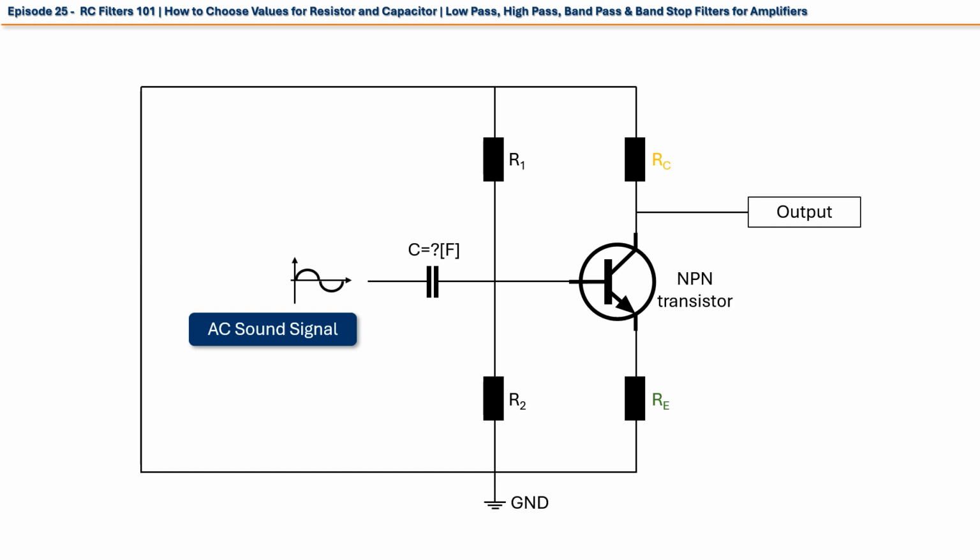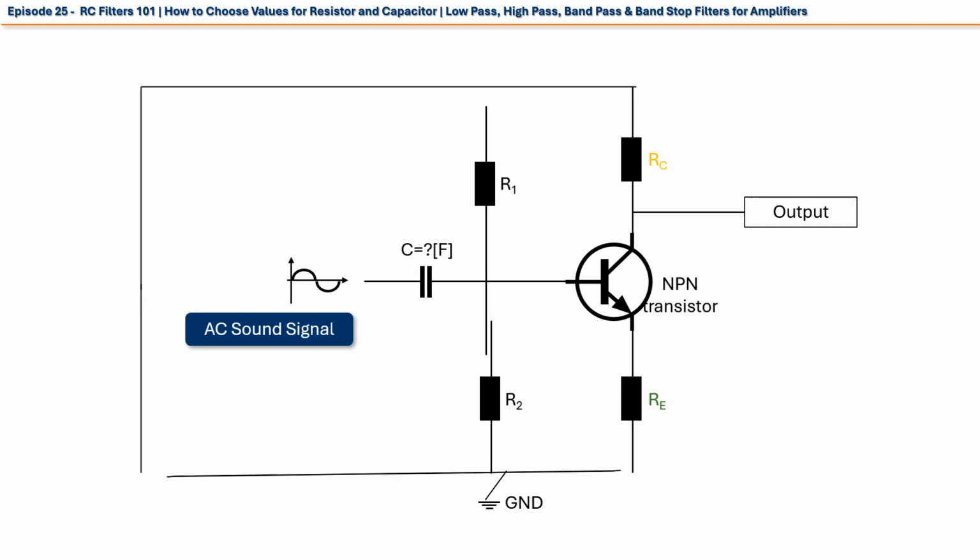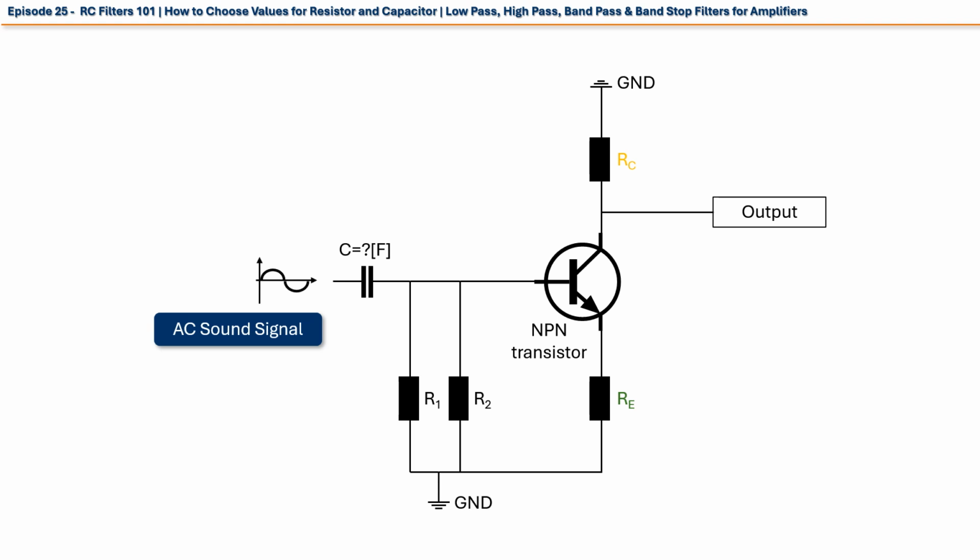Now, surprise surprise, from the AC point of view, resistors R1 and R2 are no longer in series, but in parallel, as their respective terminals now share the same points, so we can redraw our circuit to match the new reality. Now, clearly, all three resistors, R1, R2, and RE are in parallel as well.